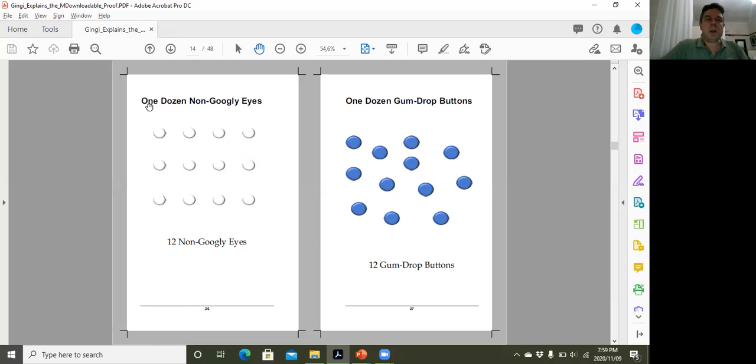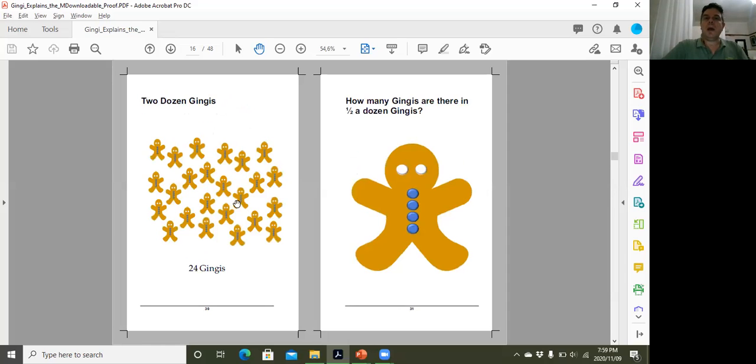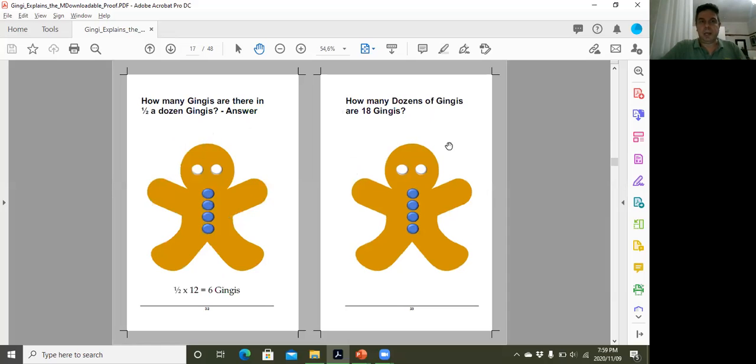So 1 dozen non-googly eyes. Right, there you go. You have 12 non-googly eyes. And if I have 2 dozen Gingis, that means that I have 24 Gingis. But how many Gingis are there in half a dozen? So half a dozen, half times 12 is 6. Yes, I can have 6 Gingis.